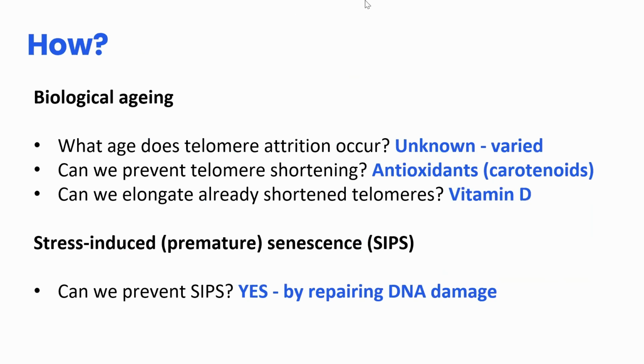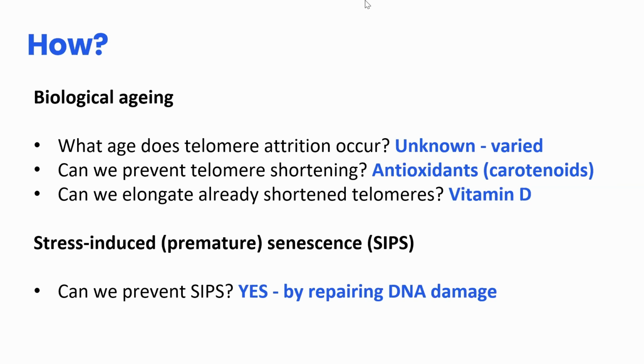So when it comes to preventing senescence, because senescence can be caused by two ways. Remember, we talked about the biological senescence, the telomere attrition. There's still a lot of questions we don't know. So what age does telomere attrition occur? And that's a big unknown. The reason why it's an unknown is because it's highly varied. Your diet and your lifestyle will dictate when that occurs. And those who have poor lifestyles or poor diets with a lot of stresses, they may reach telomere attrition faster.